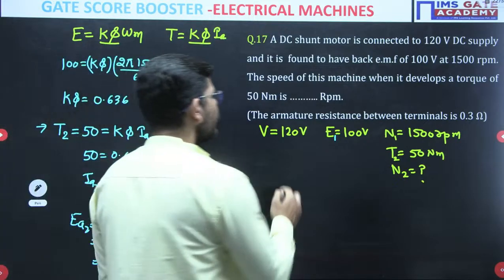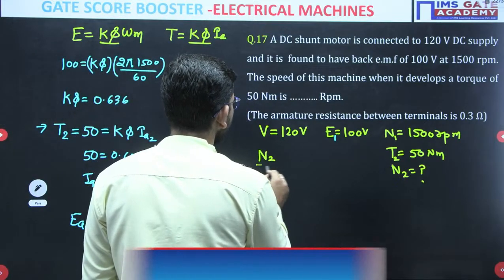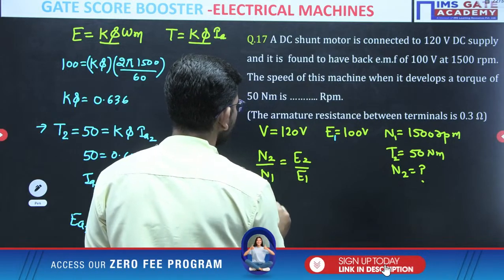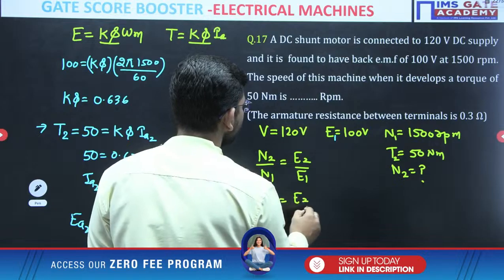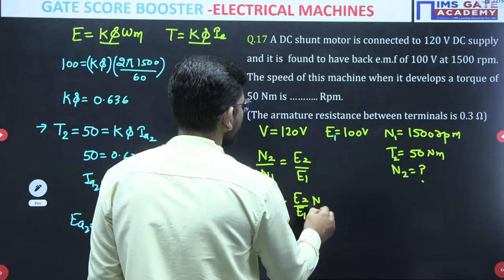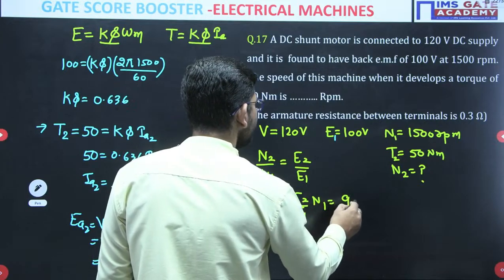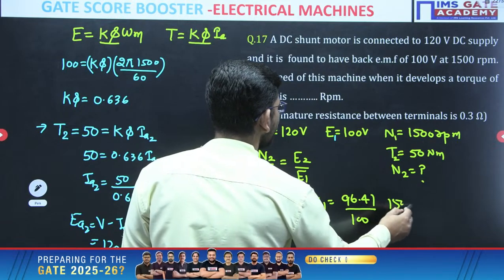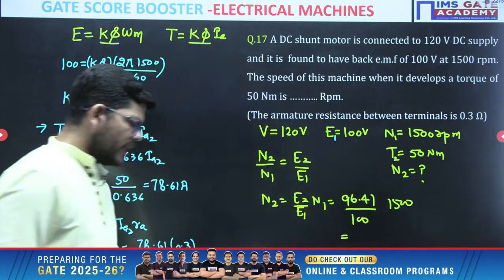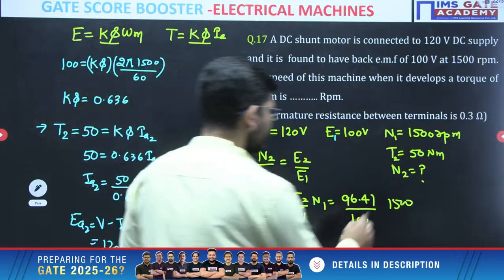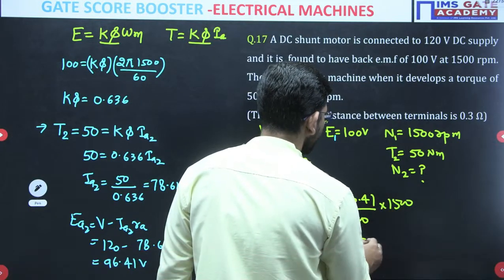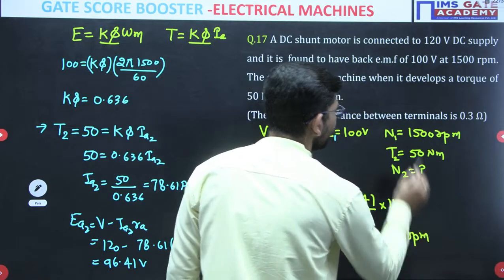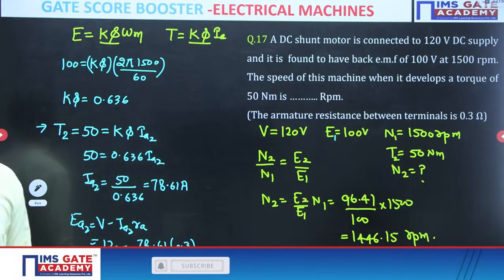Whenever we have to calculate speed, we apply this relation, as you know. This is a shunt motor, so flux is constant because nothing else is mentioned about that. Now put the values: E2 is 96.41, E1 is 100, speed is 1500. So the new speed you will calculate as 1446.15 rpm. Got it? Very good, Medha.